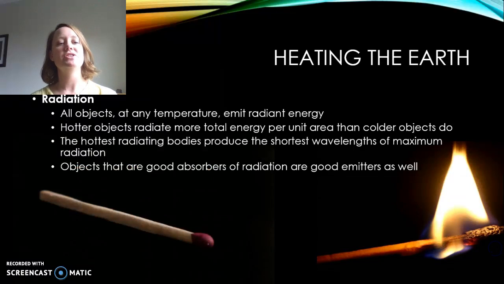All right, so radiation, going into a little bit more detail: all objects are going to emit radiant energy at any temperature, whether it's hot or cold. The hotter objects are going to radiate more total energy per unit area than the colder objects do, which is why when you get near them, you feel that heat. The hottest radiating bodies are going to produce the shortest wavelength of radiation. And also, objects that are good absorbers of radiation are good emitters as well.